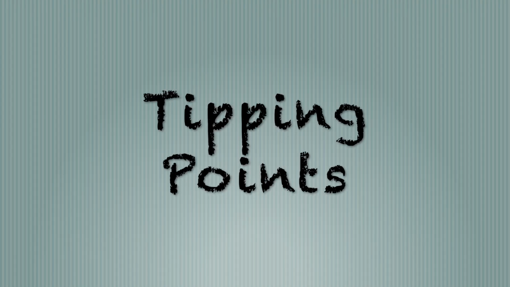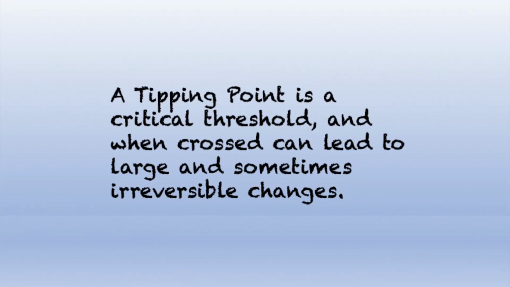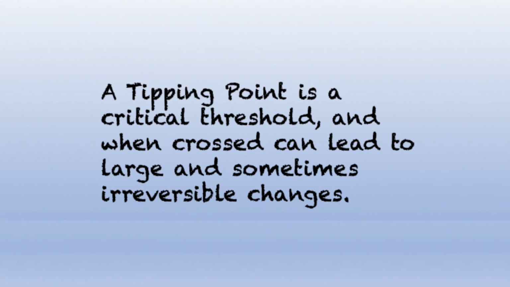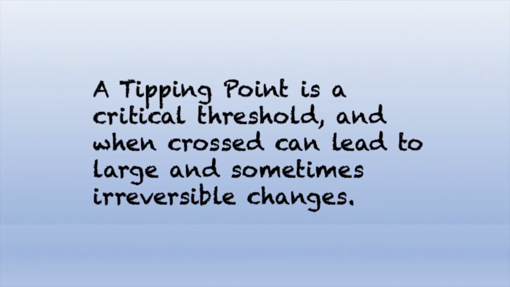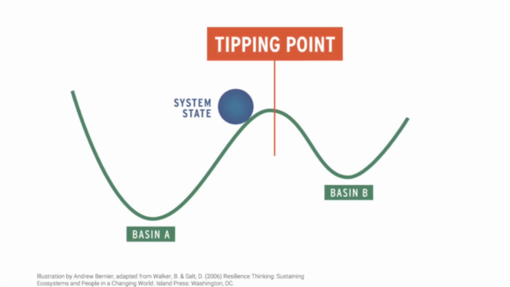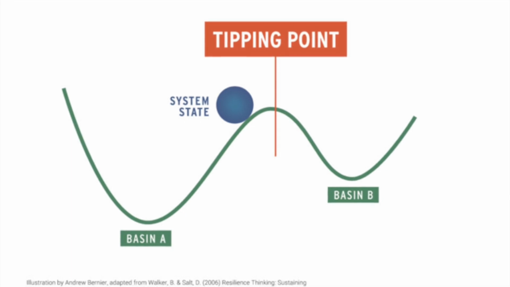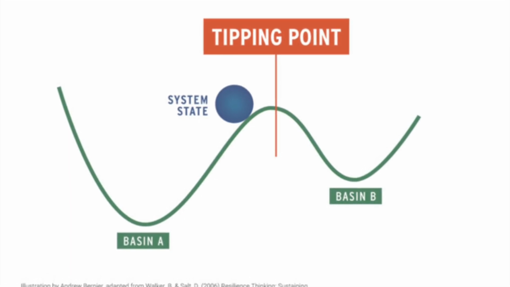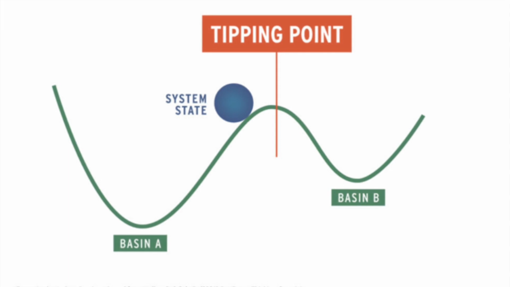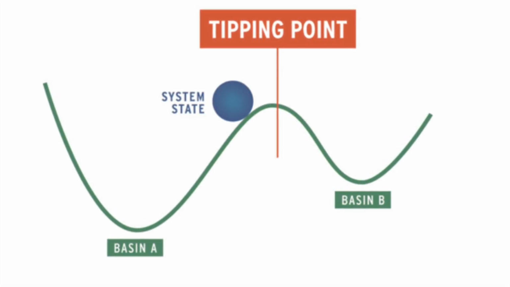So what is a tipping point? A tipping point is a critical threshold, and when crossed can lead to large and sometimes irreversible changes. This is a model of a tipping point. As you can see, the system is currently in Basin A. When it moves towards Basin B and subsequently falls into Basin B, that is when a tipping point has been reached. Once this happens, it will be impossible to get the system back into Basin A.